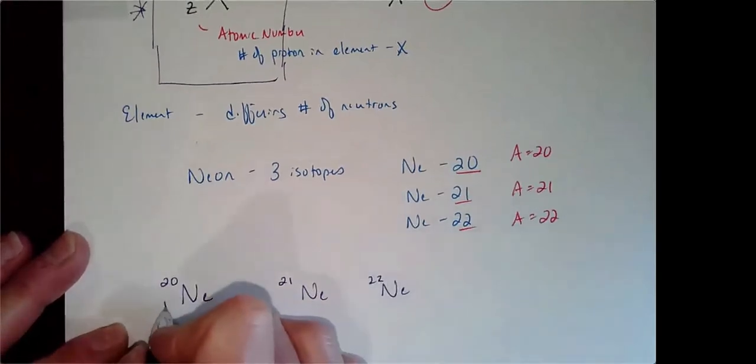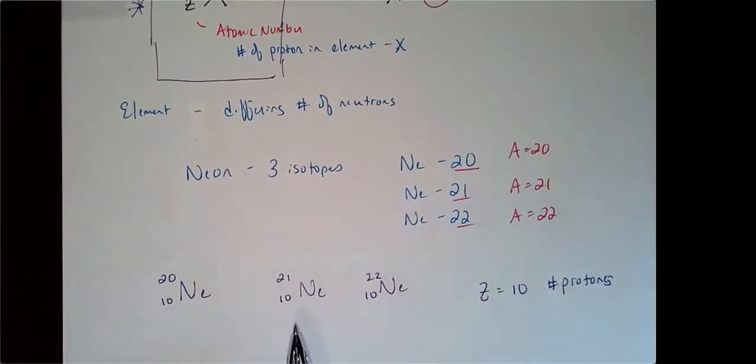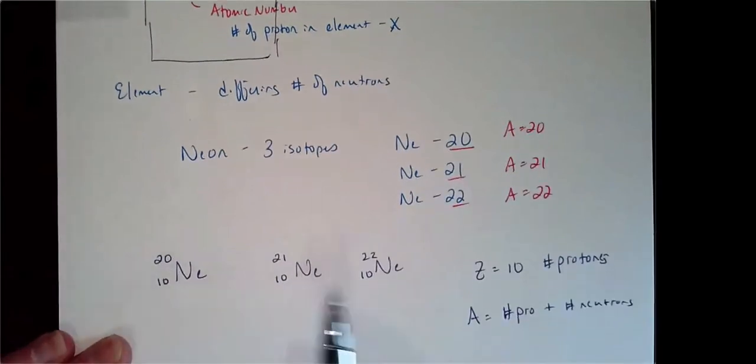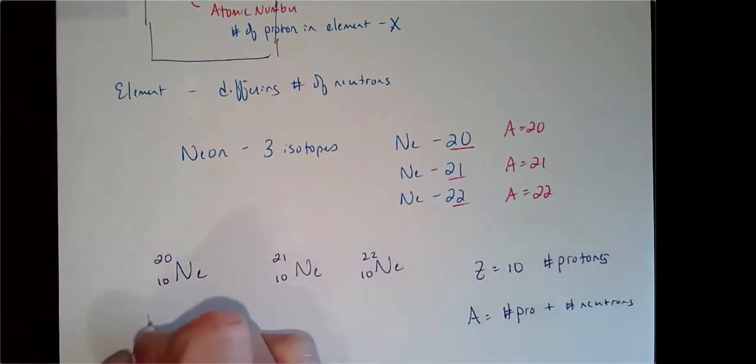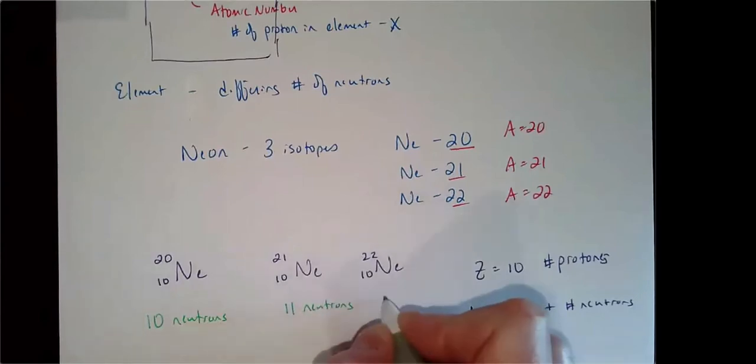Z for neon is 10. So that is the atomic number. Neon is identified uniquely by its atomic number. So if there are 10 protons in this element, then that element is going to be neon. What's going to change or vary are the number of neutrons. So A is the number of protons plus the number of neutrons. So the number of protons doesn't change here, but each one of these has a different number of neutrons. So this one has 10 neutrons, this one has 11 neutrons, and this one has 12.